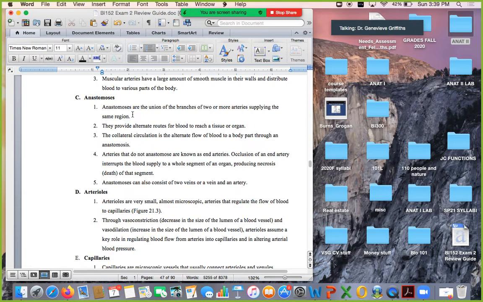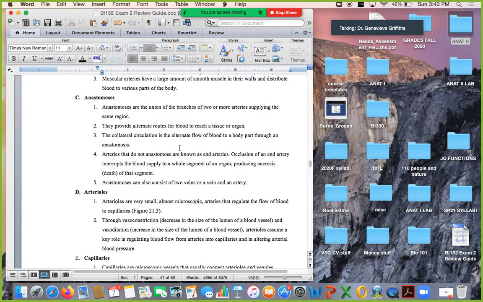Anastomoses are going to be anytime that we have branching or union of the branches of arteries, and this is going to be similar to if you're driving through your neighborhood and you have someone stopped in front of you and you're not going to be able to get around. You're able to back up and go around the other way because there's always another route to get to your house in a neighborhood. That's the same thing with the anastomoses. These are going to be alternate routes for blood to reach a tissue or organ. And that's going to allow for alternate blood flow routes through these anastomoses, right?